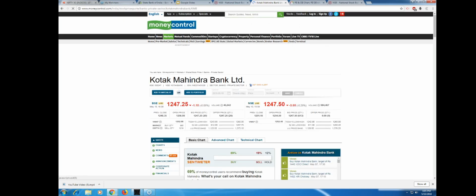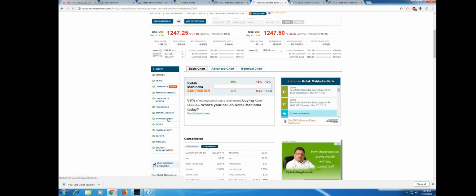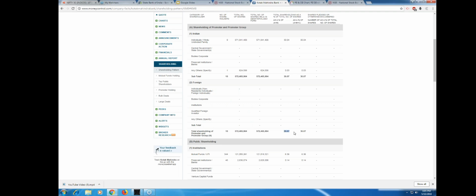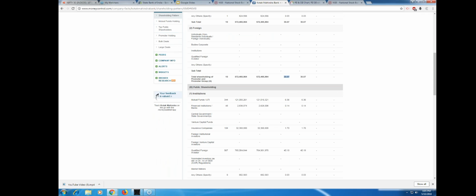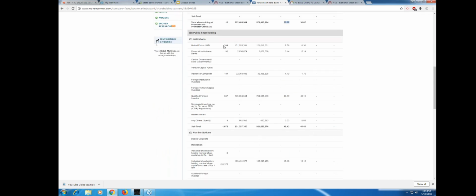Go to Kotak Mahindra Bank's shareholding pattern. According to the rules of bank shareholding patterns, the promoter cannot have a stake of more than 30%. So Uday Kotak holds 30%. But who are the rest of the stakeholders? There are 344 mutual funds. A huge amount of mutual funds have invested into it. Financial institutions, insurance companies, 104 insurance companies, qualified investors, 567.